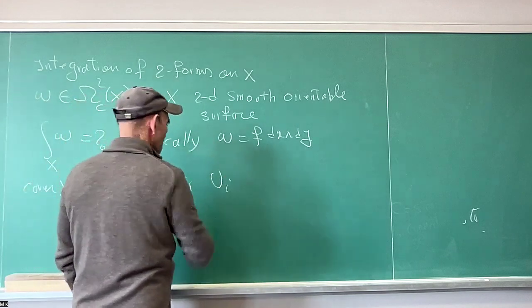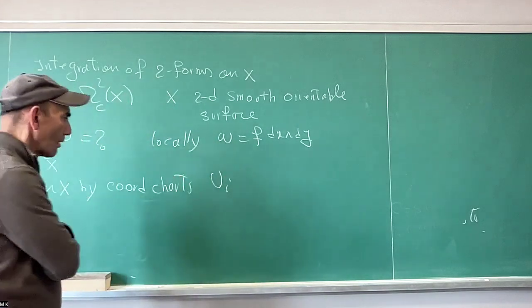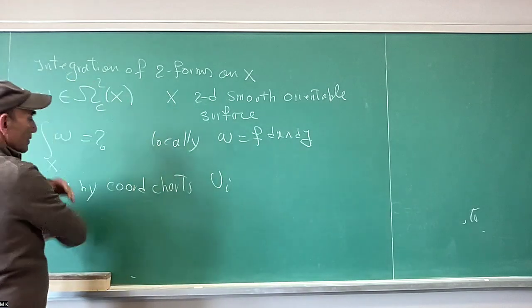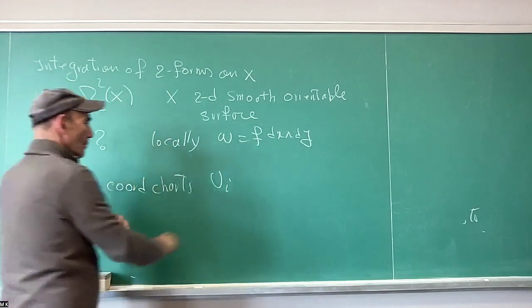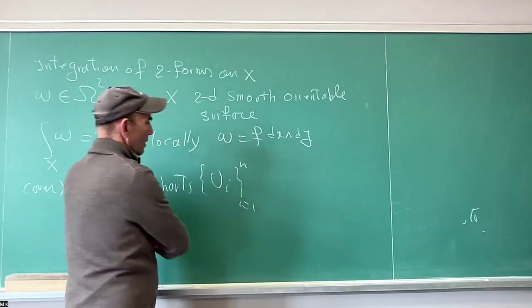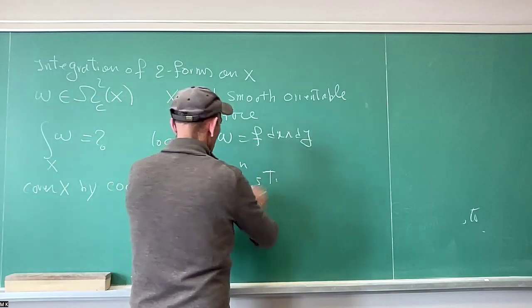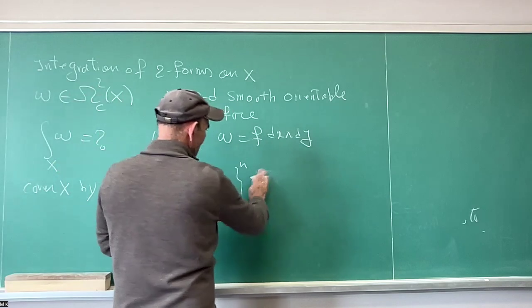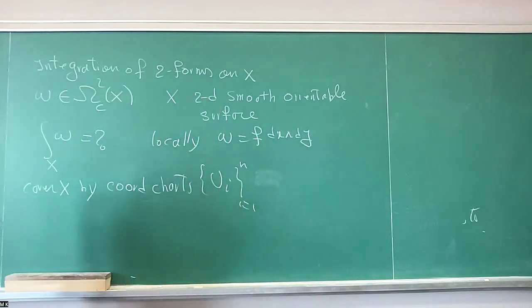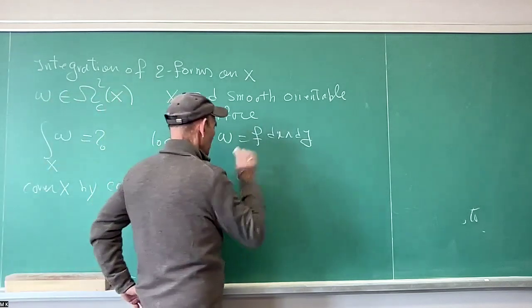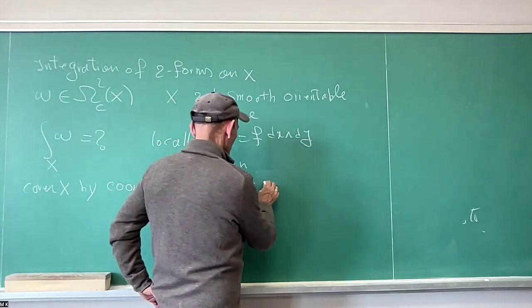Ui, finite number, because I can assume even x is compact, such that, okay, these are coordinate charts, that's okay. And then what we do, we just choose a partition of unity. This is a little bit of differential geometry jargon, but bear with me.